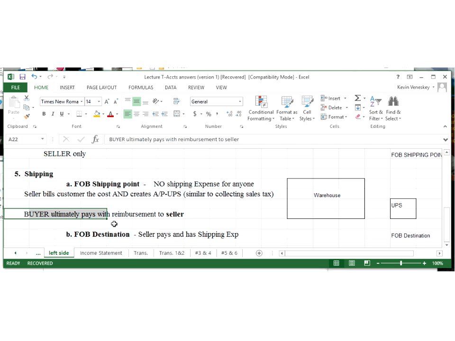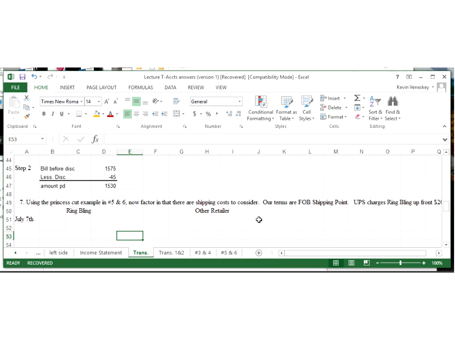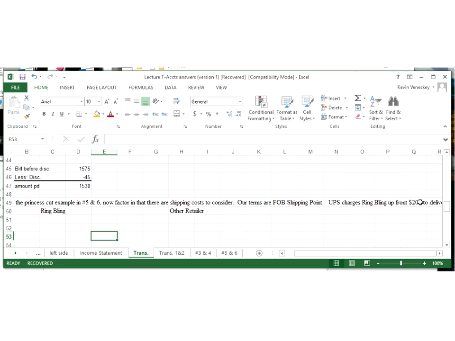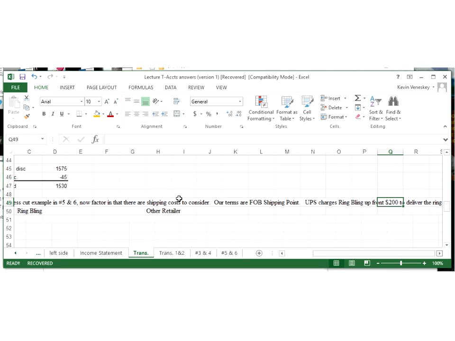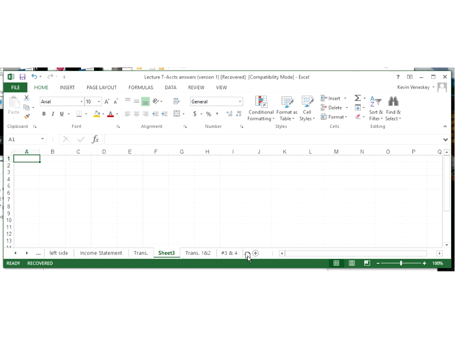So the buyer was the one who actually pays for this shipping cost, and they're going to include it in their asset. So when we look at the transaction for number 7, everything's the same as what we just did, except the only thing now is there are shipping charges of $200, and the terms for my company, Ring Bling, are FOB shipping point. So remember, that means free on board until it gets to UPS. Therefore, the customer is the one that's actually going to be paying the bill, even though UPS charges me up front. The customer will need to reimburse me.